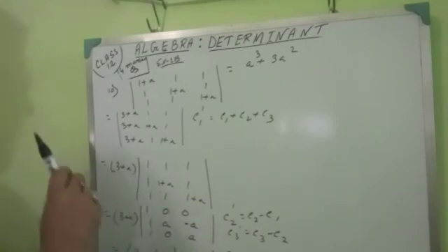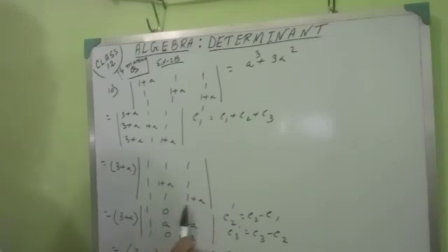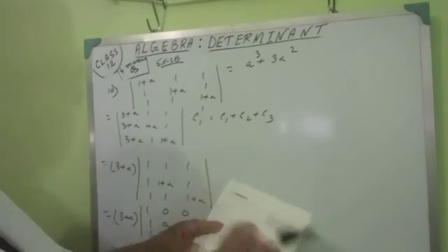Always try to get at least 2 or 3 positions 0 in the bracket after using the properties. Apply the properties and always try to get 2 or 3 elements in the determinant as 0. That will be your target. Then only we can expand. Now expand the determinant, we will get only a square. So 3 plus a into a square. Answer is 3a square plus a cube.